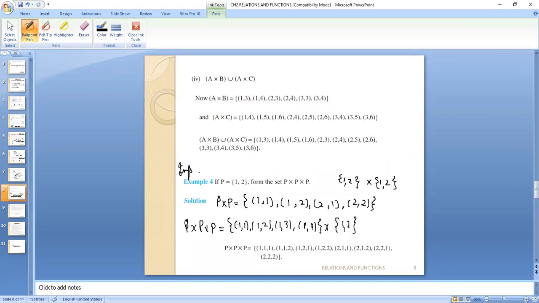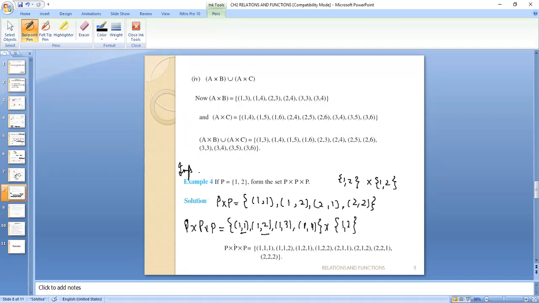That means (1,1) with 1, so you will write (1,1,1). Now this is an ordered triplet. This is not an ordered pair. Triplet means 3 elements are coming here. Then (1,2,1), then (1,1,2). So the first ordered pair is multiplied with both the elements. Then (1,2) with 1, (1,2) with 2, right?